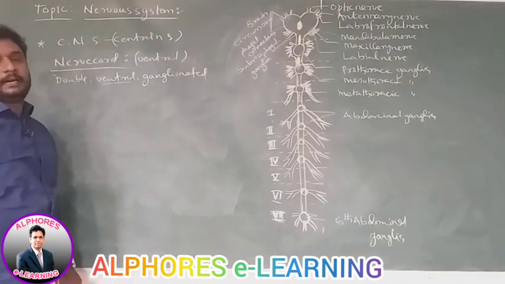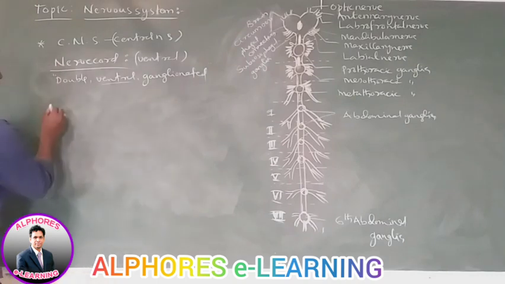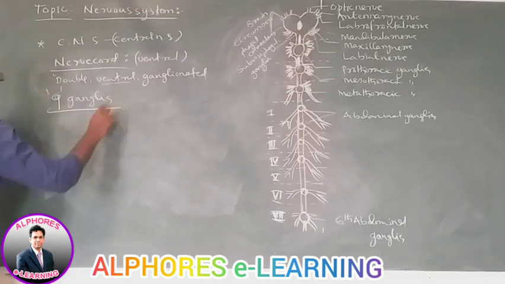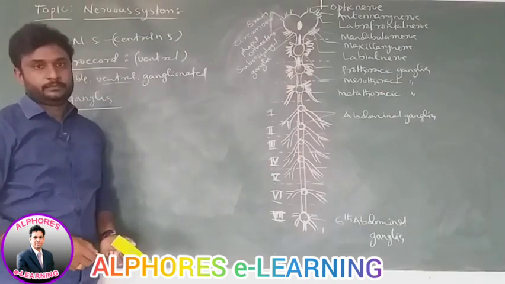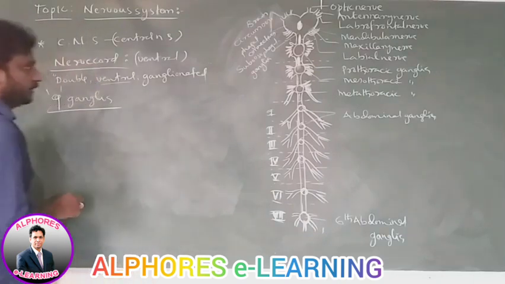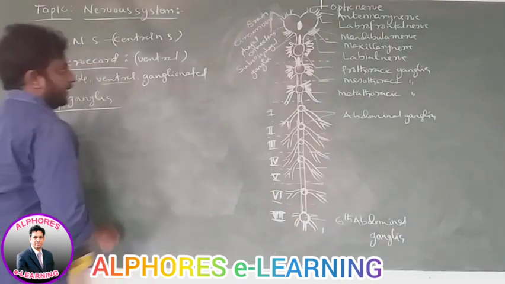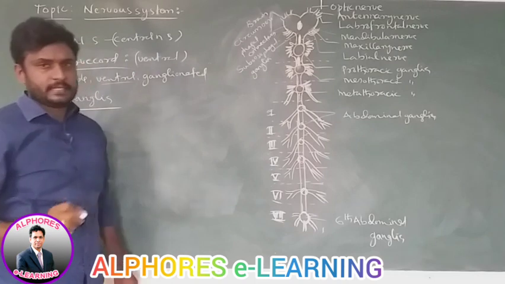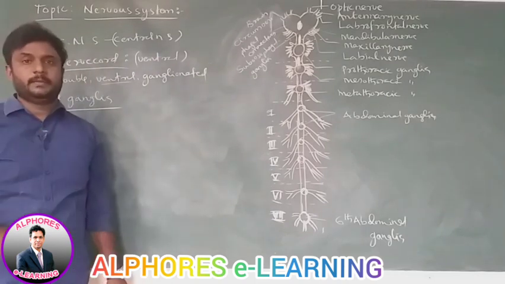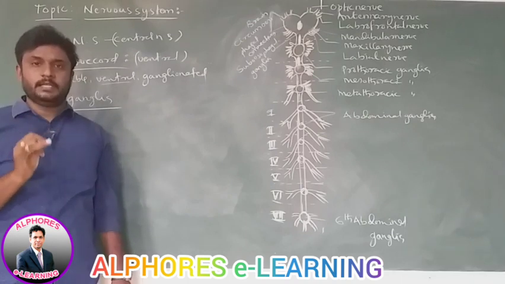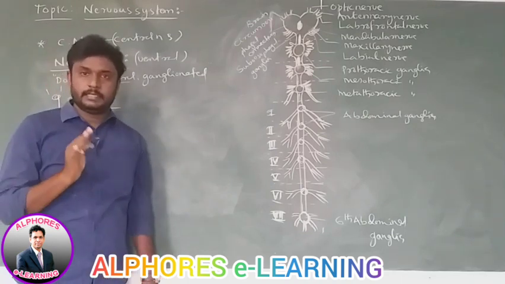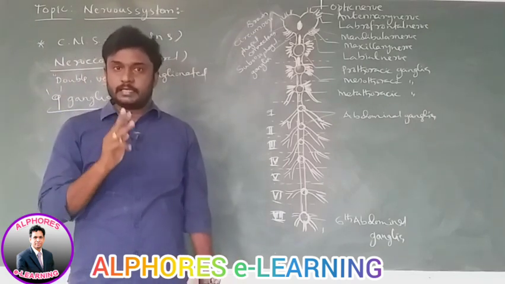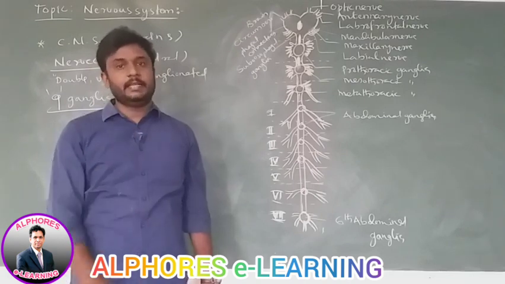Then how many ganglia are present on the nerve cord? On the nerve cord, a total of 9 ganglia are present. So what are they? The first 3 ganglia are present in the thorax. We know that the thorax has 3 segments, called prothorax, mesothorax and metathorax. In these 3 segments on the nerve cord, 3 ganglia are present.